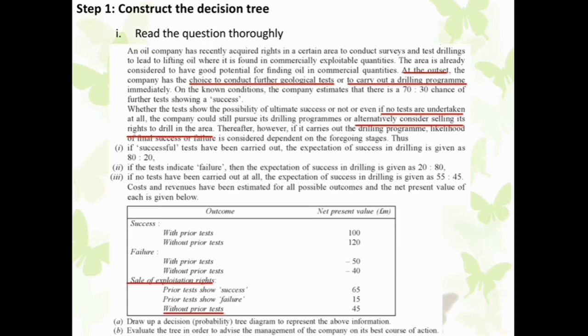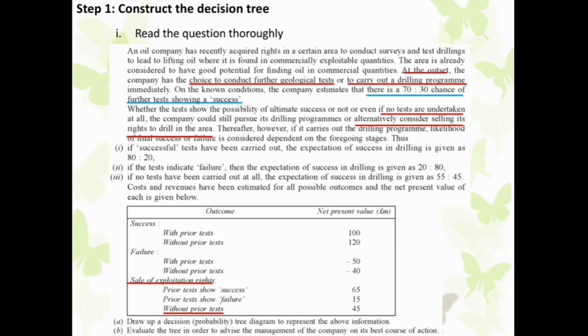Okay, fine. So the second question I want to ask is, if the company goes for survey and testing, what are the possible outcomes? And is it a decision node or is it a chance node? Okay, so while reading, you can find out that if the company goes for testing, then there's a 70 to 30% chance that the test might be successful. That you can understand if you read the underlined line.